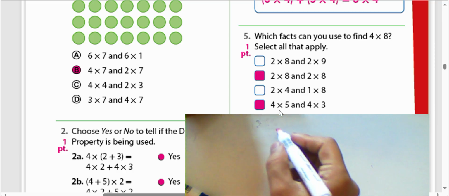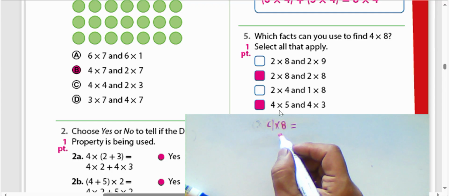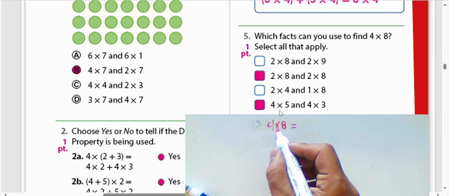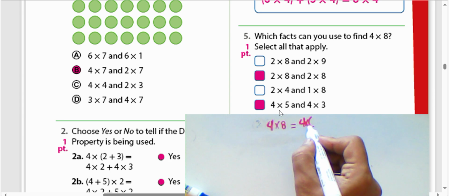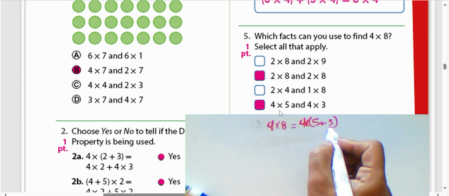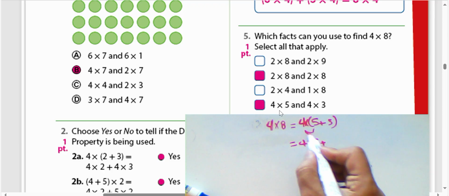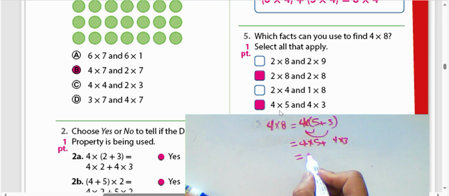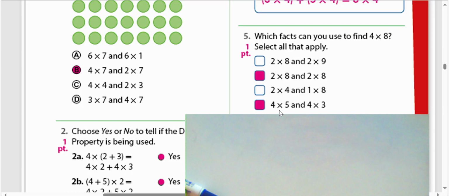Like here, steps. We have 4 times 8. You can write here 4 equal 4 here and 8 equal 5 product by 3. And then using distributive properties, write 4 times 5 and then 4 times 3. Then 4 times 5, 20 and 3 times 4, 12. You can add together, then the result will be 32. Okay. Understood?